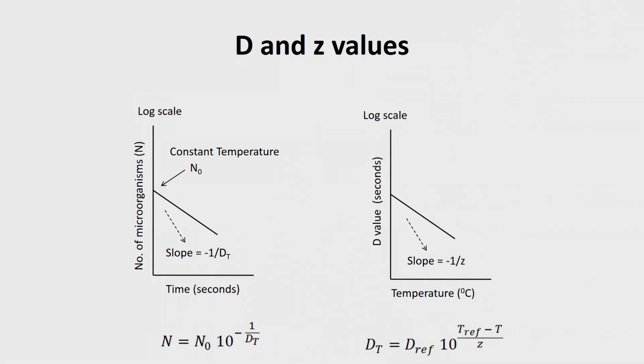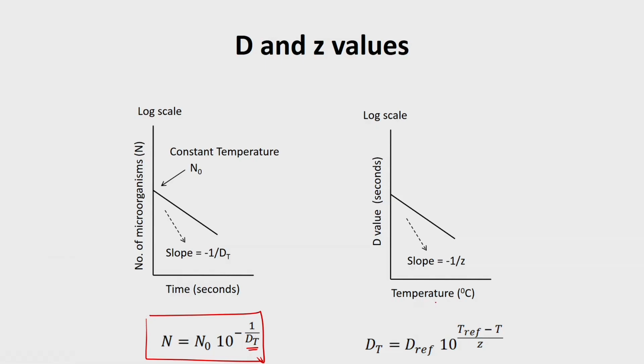So, maybe I will explain. This is the conclusive remarks on D and Z values. The equation is N equal to N naught 10 to the power of minus t upon D. So, this D is nothing but decimal reduction time. The Z value I will be calculating at a particular temperature, at a particular D value.